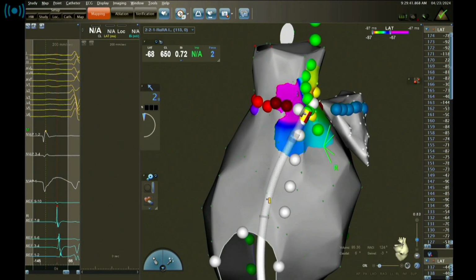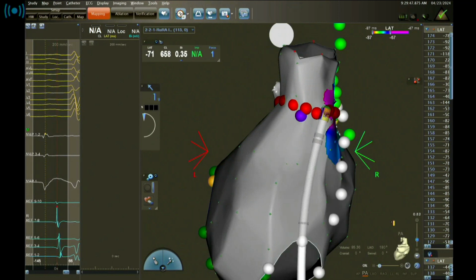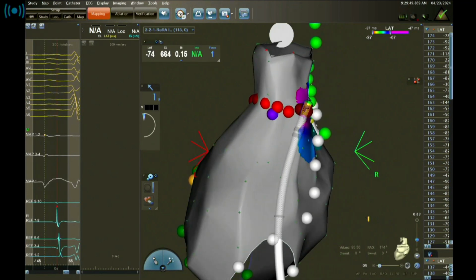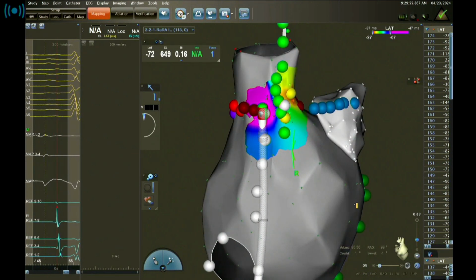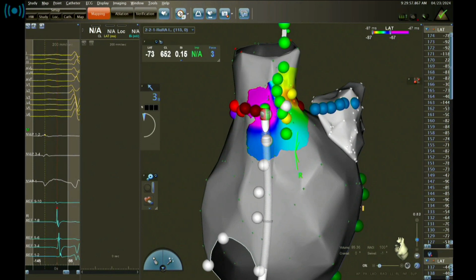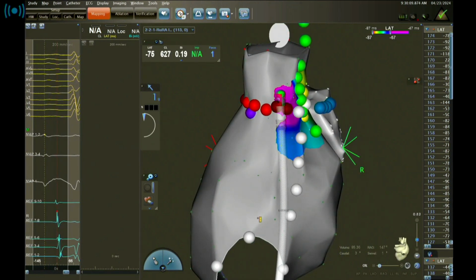And please show this more from posterior. Slightly to the left. We avoided so far the area of phrenic nerves, because we want to demonstrate this live, and we started ablation more septally. Rotate a bit to the right. All right. So we started somewhere here.